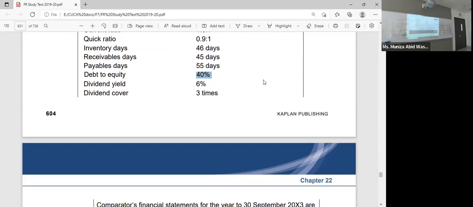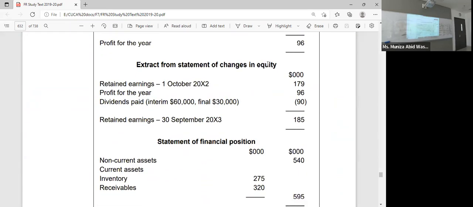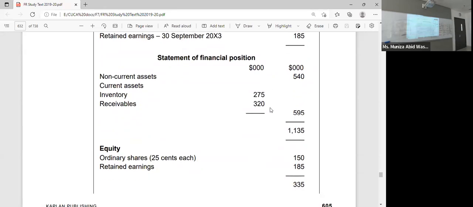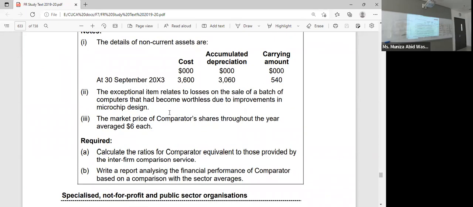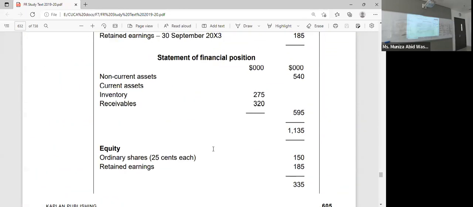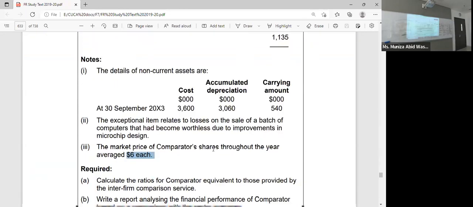Dividend yield, calculate dividend yield. Dividend per share. Interim dividend is 60,000, final dividend is 30,000, total is 90,000. Dividend is 90,000 divided by earning per share. This is the market price of the competitors' share, $6 each. So calculate it: 90,000, 90 divided by 6.